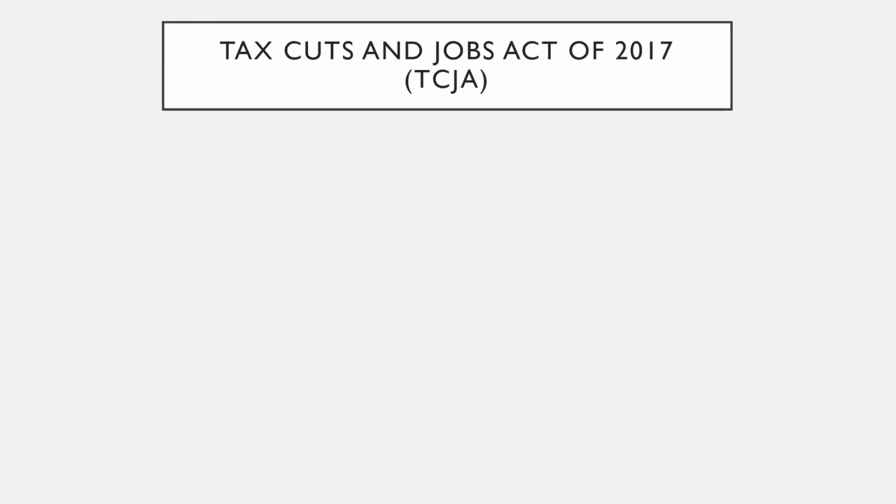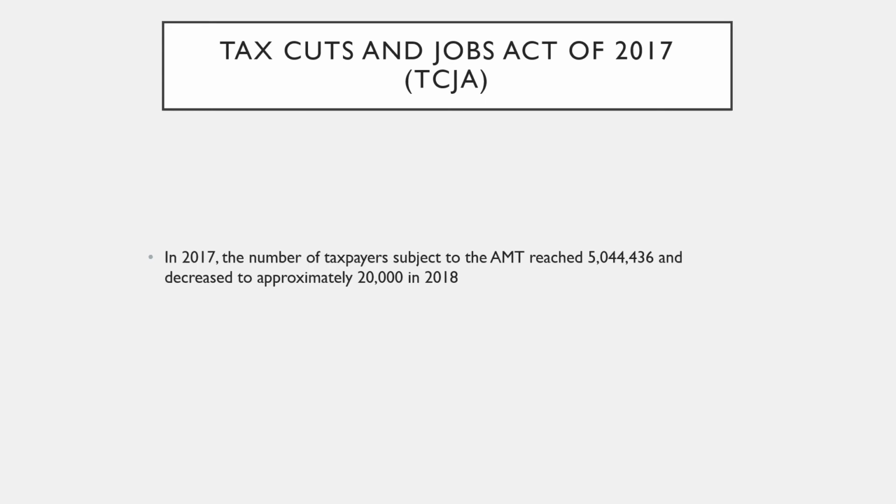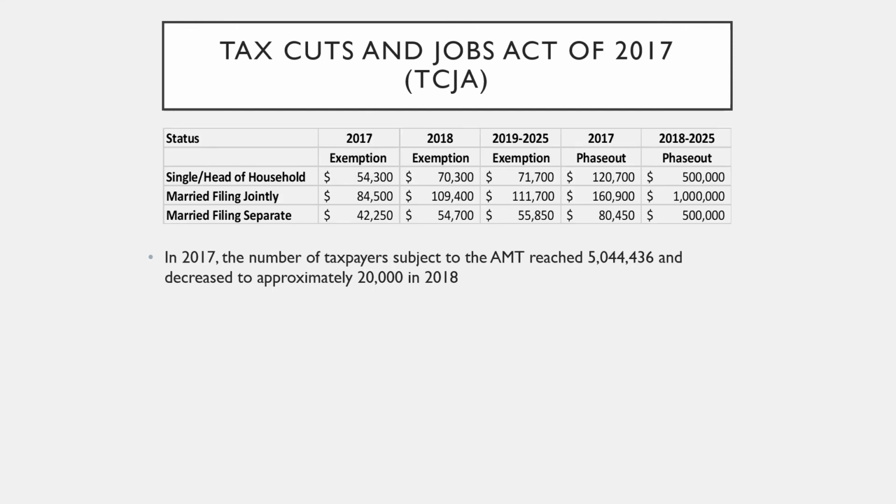So now we're going to go into more detail about the Tax Cuts and Jobs Act of 2017. So in 2017, the number of taxpayers subject to the alternative minimum tax reached 5,044,436 individuals and decreased to approximately 20,000 individuals in 2018. The Trump administration's Tax Cuts and Jobs Act of 2017 increased the exemption amount and phase-out amount for each filing status, which is shown in the table above.